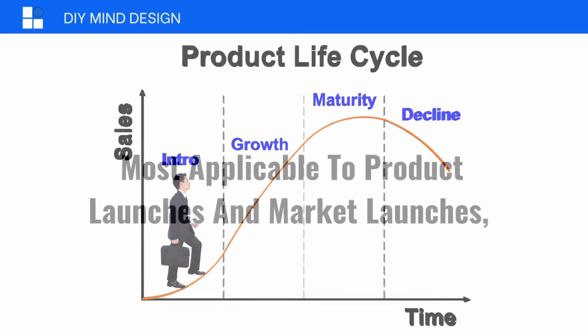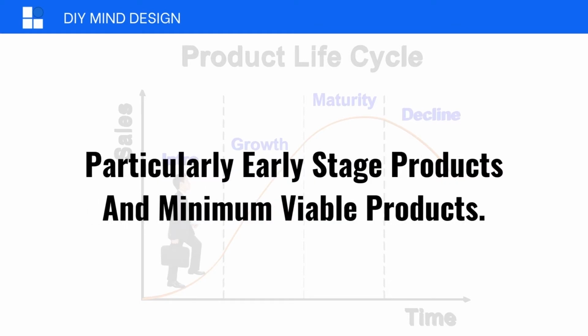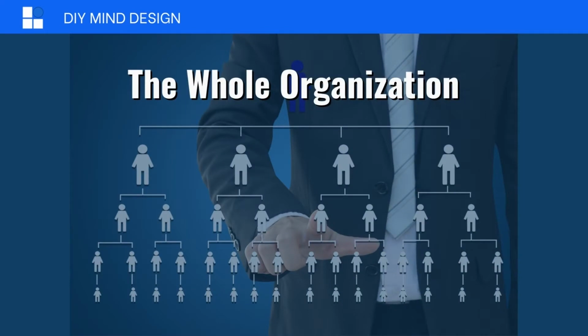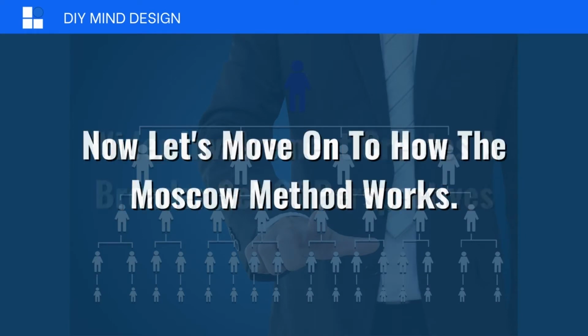The Moscow model sets your initiatives by order of priority and therefore you can apply it to any phase of the product lifecycle. However, it's most applicable to product launches and market launches, particularly early-stage products and minimum viable products. This is a good method to get the whole organization involved in the prioritization process. Wider involvement creates a broader set of perspectives by including different departments.